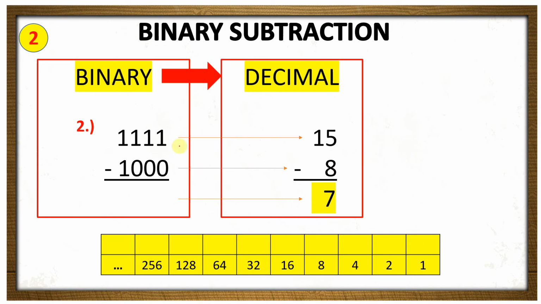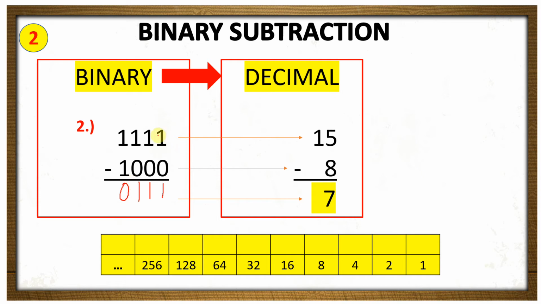This time, let us subtract number 2. 1 minus 0 is equal to 1. 1 minus 0 is equal to 1. 1 minus 0 is equal to 1. 1 minus 1 is equal to 0. So this is actually simple.